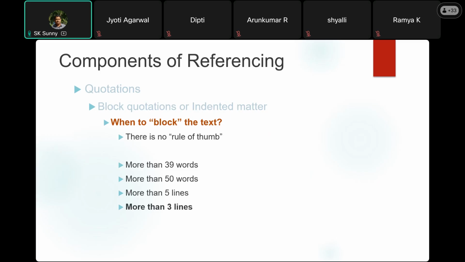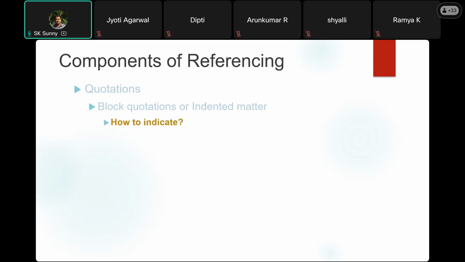They put it as a block quotation when they did the proofreading, and the copy editor was working on my paper. So as of now, you can take more than 3 lines or more than 39 words. But remember, there is no rule of thumb. If something is larger than this, then it has to be block quoted. So what do we mean by block quotation?